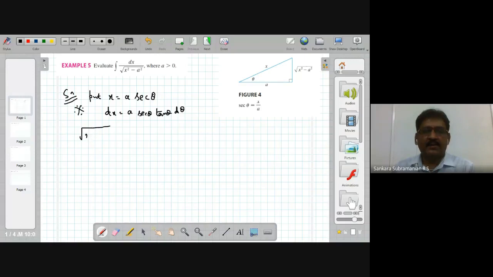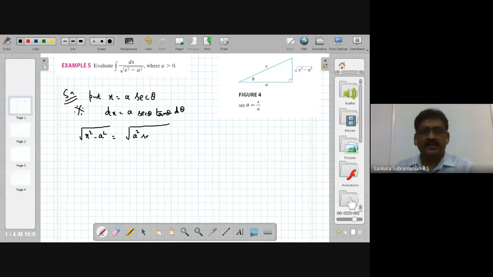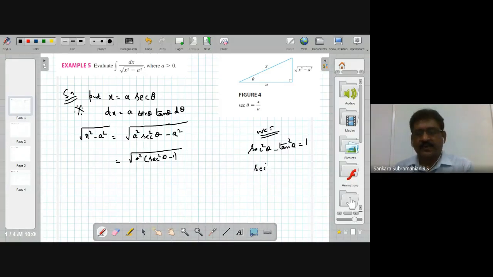Now let me find the square root of x square minus a square, which is the square root of a square secant square theta minus a square, because x is a secant theta. So you can take a square common inside the square root, and you get secant square theta minus 1. We know the identity secant square theta minus tan square theta is 1, therefore secant square theta minus 1 will be equal to tan square theta. So this is the square root of a square tan square theta, which you can write as a tan theta.